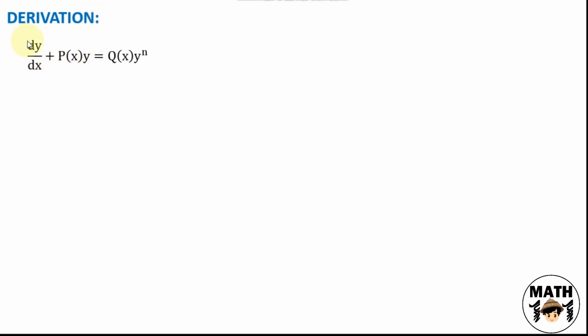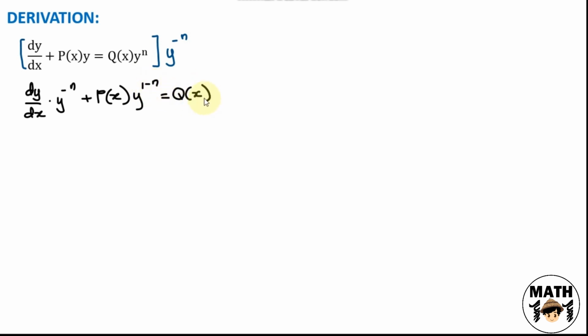Let's start by dividing the whole equation by y raised to n, which is the same as multiplying the whole equation by y raised to negative n. Distributing y raised to negative n, we'll get derivative of y with respect to x times y raised to negative n plus p as a function of x, then y, we add the exponents, we have here 1 minus n, equals q as a function of x, then y raised to n minus n, that is y raised to 0, so that is equal to 1. We won't write that here. Next, let us introduce a new variable z such that it is equal to this term, y raised to 1 minus n.